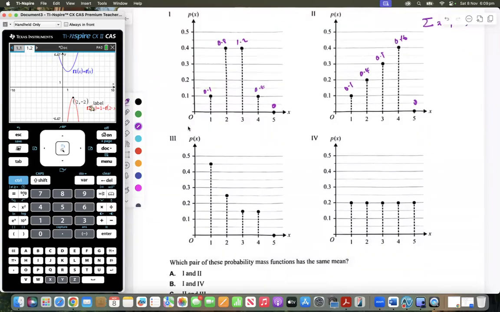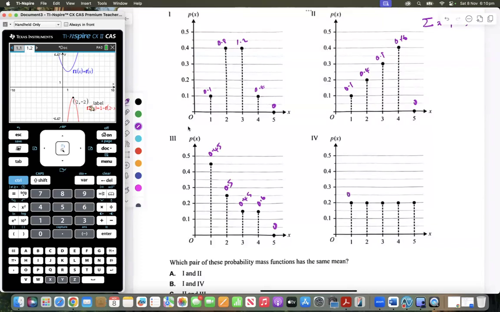I'll use the calculator later. 1 times 0.45, 0.45. 2 times 0.25, 0.5. 3 times 0.15, 0.45. 4 times 0.15, 0.60. That one should be the same value then, right? Because you're adding the same.